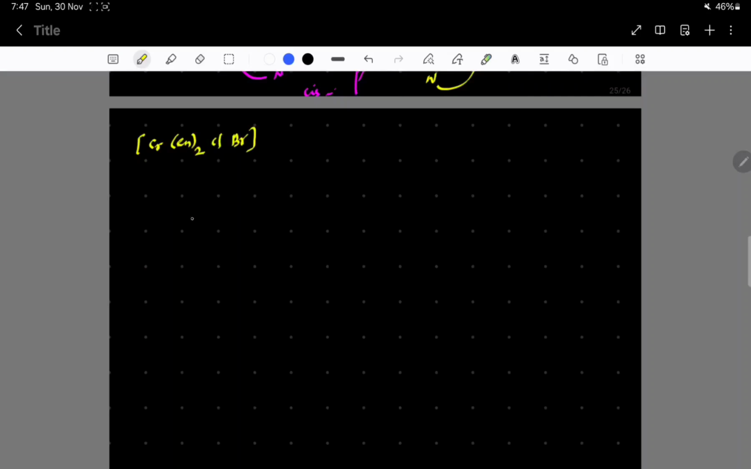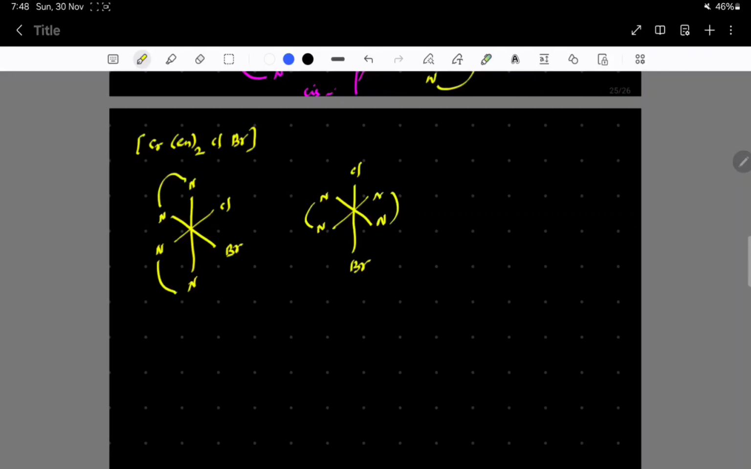Now here also I can write the possible combination. I will take this bromine, and you can take chlorine and bromine, student. I will keep them in cis position. Now this bromine and chlorine, I will keep in trans position, because I cannot write this bidentate ligand in a trans position, that is not possible. Now this is one combination, student. This is N, this is N, and this combination I can write.